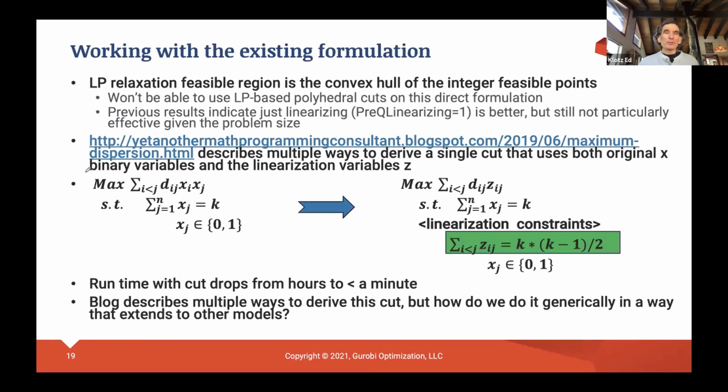Well, how can we tighten the formulation? We have this formulation on the left, and it poses a particular challenge, which is that the vertex points of the relaxation here are already all integer. So any notion of LP-based polyhedral cuts on this direct formulation aren't going to work because they're based on finding facet-defining inequalities that actually cut solutions off from the relaxation, and there's nothing to cut off. It's already a convex hull of integer points formulation. And we already saw that if we just linearize, well, that's not enough.